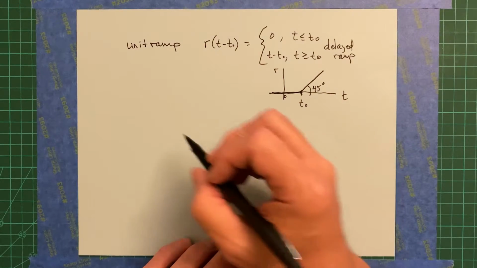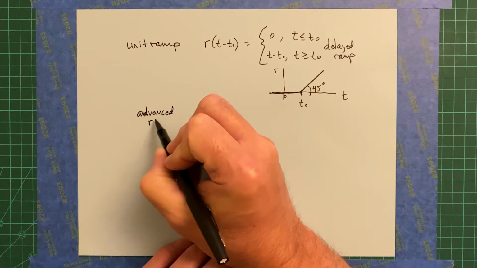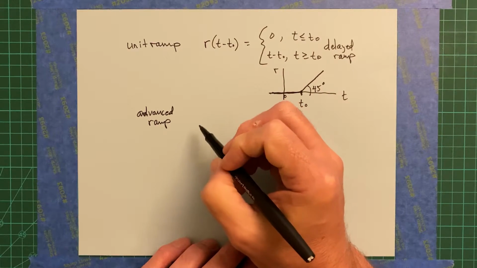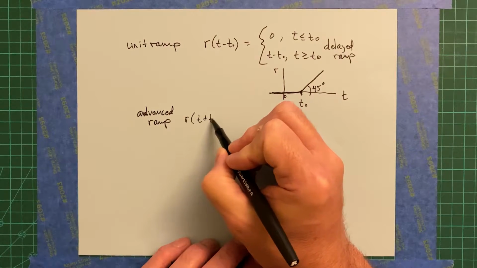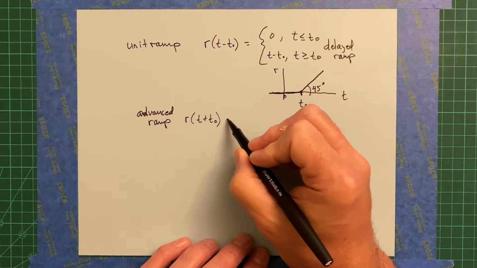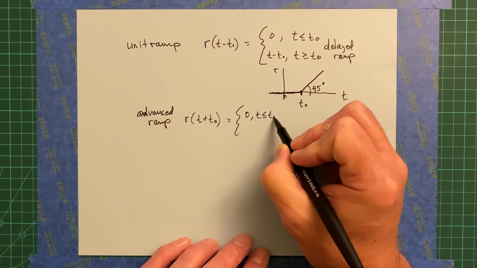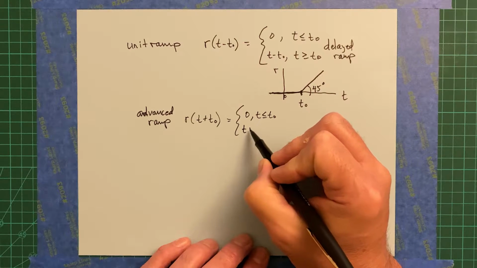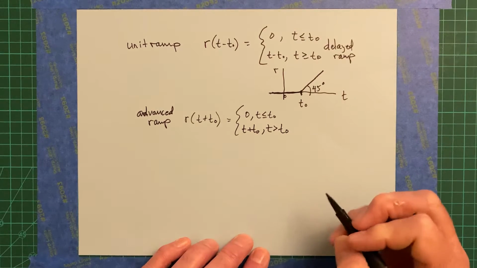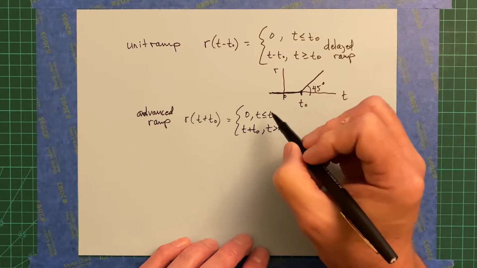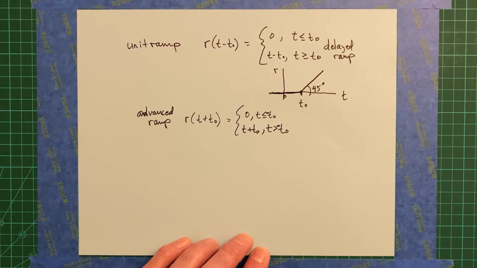You could have an advanced ramp. That's written this way, R(t + t0), okay? And that's equal to 0 for t less than or equal to negative t0, and it is t + t0 for t greater than negative t0. I shouldn't say that, I should say negative t0, like that, okay?